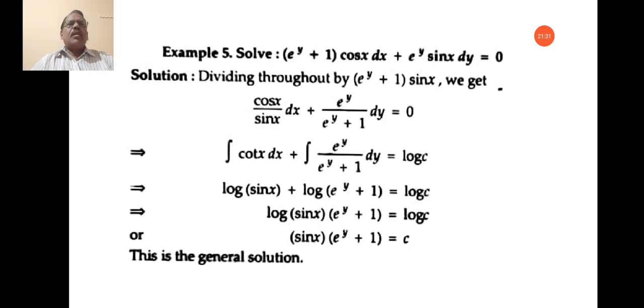Integration of cot x, since cos x by sin x is cot x, plus integration of e power y by e power y plus 1 dy is equal to log c. So the integration of cot x is log of sin x, plus here e power y by e power y plus 1. The derivative of the denominator, e power y plus 1, is e power y, which is in the numerator.